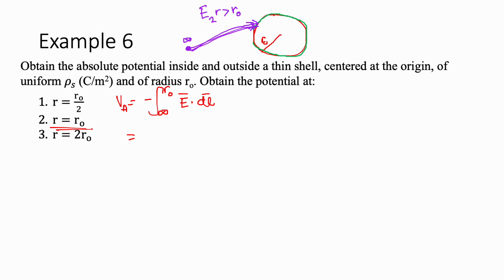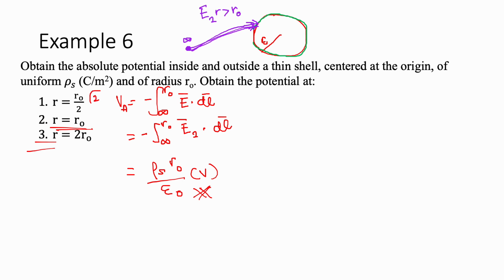Let's proceed with the calculation. The limit is r naught, and the E field involved is E2. The dl is the same as before: since your E is in the r direction, your dl should also be in the r direction. When you proceed, you will get the same answer as before, which is rho s r naught over epsilon naught volts. Right, so that is question number 2.